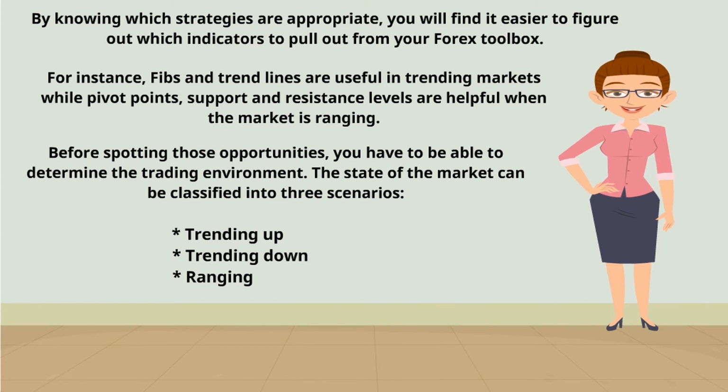For instance, fibs and trend lines are useful in trending markets, while pivot points, support and resistance levels are helpful when the market is ranging. Before spotting those opportunities, you have to be able to determine the trading environment. The state of the market can be classified into three scenarios: trending up, trending down, ranging.